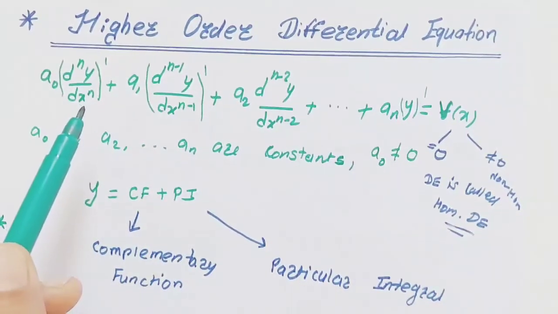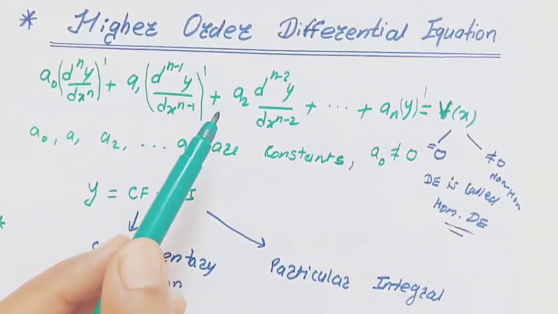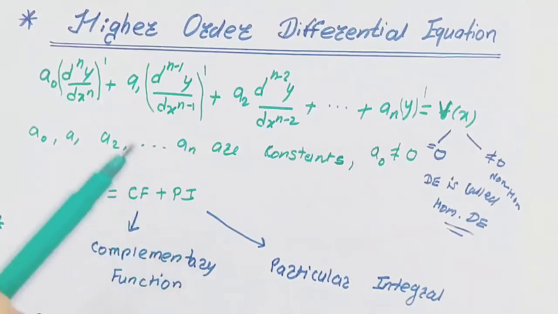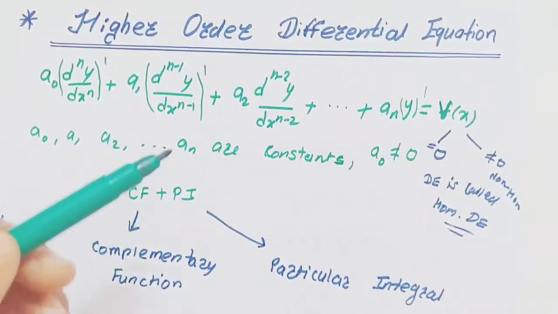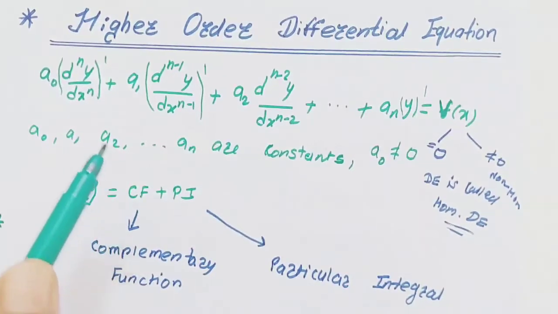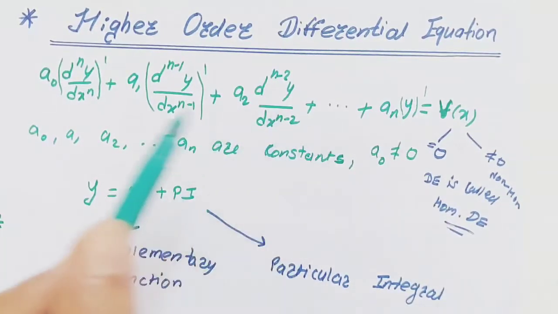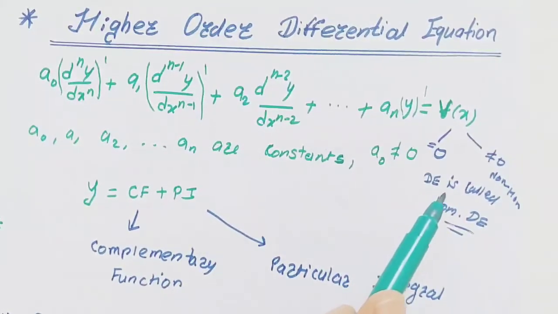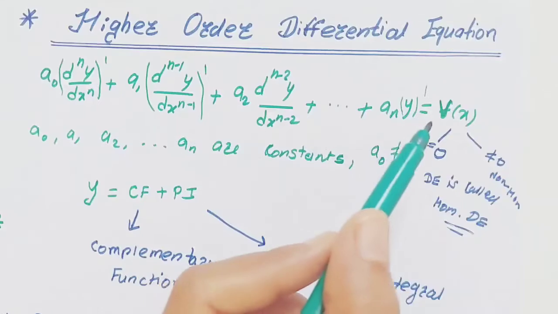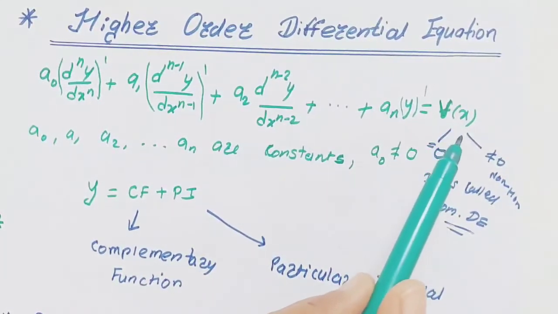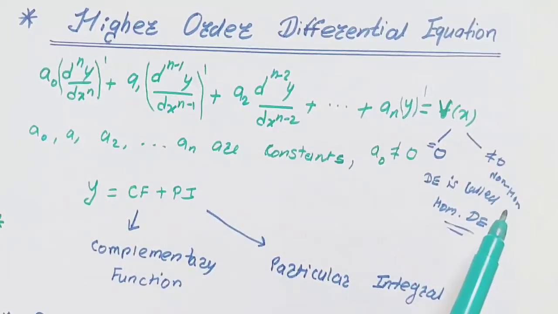Now what about the solution? Corresponding to this differential equation, the solution is y is equal to CF plus PI. Here CF is the complementary function, and PI is the particular integral. Here the CF we are finding corresponds to this left hand side. If we take the left hand side equal to 0, then it is called a homogeneous differential equation. If v of x is not equal to 0, then it is called a non-homogeneous differential equation.